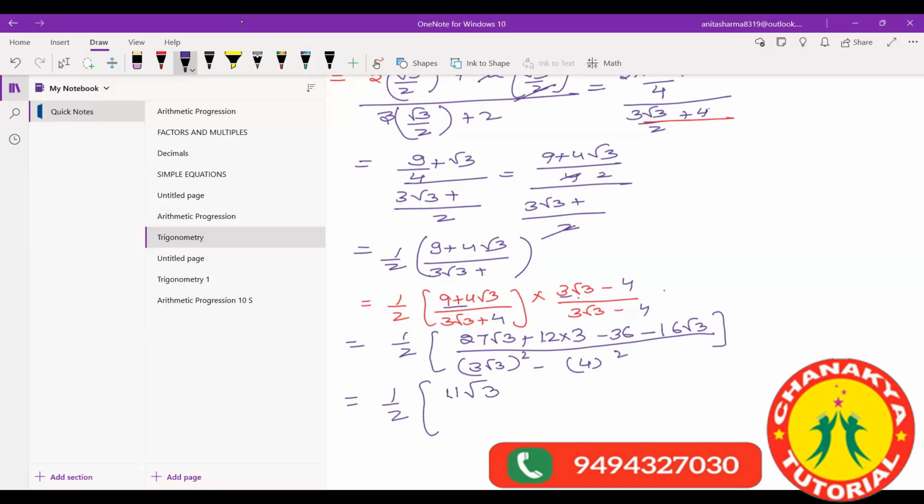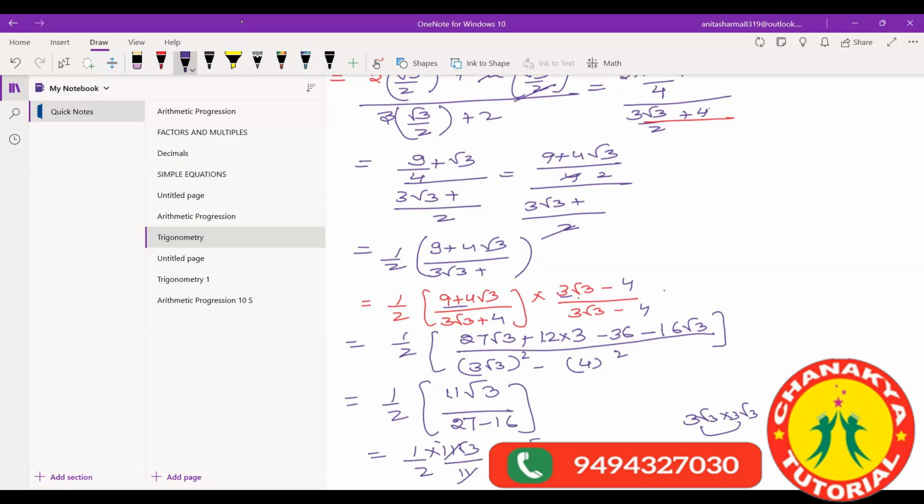12 times 3 is 36, 36. So, 0 divided by 3 root 3 multiplied by 3 root 3. 3 times 3 is 9, times 3 is 27, minus 16, right? So, 1 by 2, 11 root 3 by 11. The 11s cancel, and the answer will be root 3. Got it?